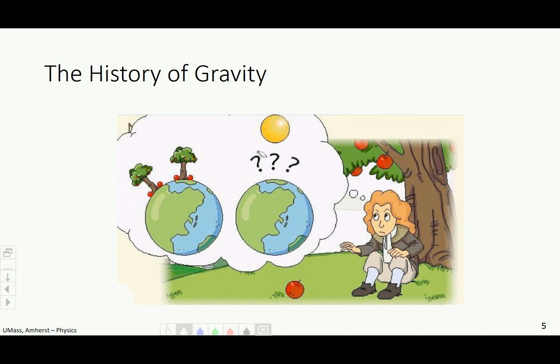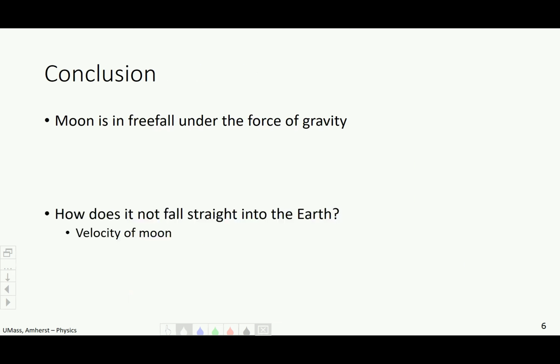Well, what he came up with was that the moon is, in fact, in free fall under the force of gravity, right? Free fall we describe as when something is just accelerating towards the Earth, under no other forces except gravity, maybe air resistance, but true free fall is when you're under only the influence of gravity.